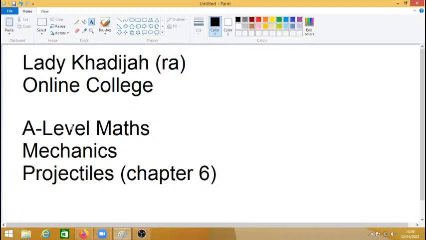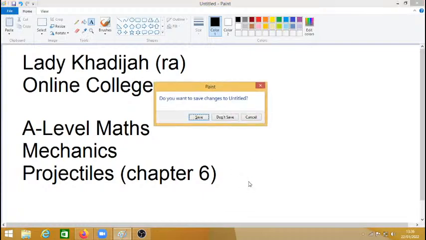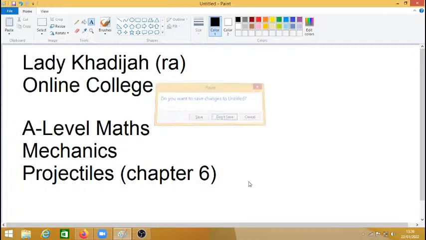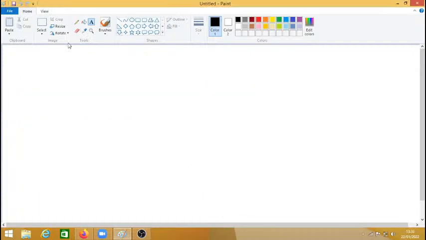Today we are doing A-level maths, a section in the mechanics module, and it's Projectiles, chapter 6. The aim is to do the whole chapter in just one session, from 1:30 p.m. now to about 5 o'clock, inshallah. We'll take breaks in between, but let's see how we do.